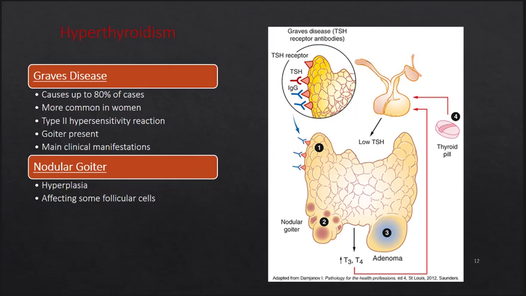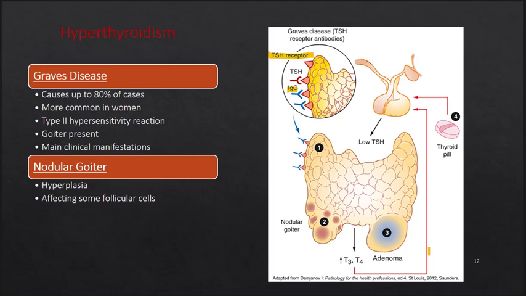It is considered a type 2 hypersensitivity, where there are antibodies against thyroid stimulating hormone receptors, and we can see that here. There are antibodies against it. And this can lead to inflammation and destruction of the cells. Ultimately, what it results in is proliferation of the cells, which results in the thyroid being enlarged, which contributes to the term goiter.